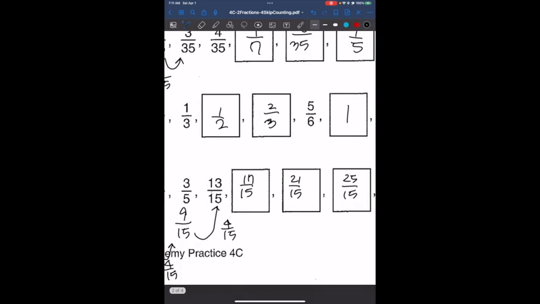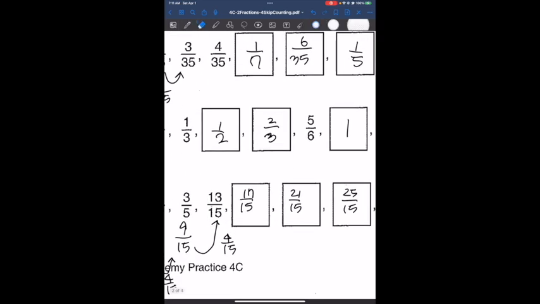And now that we wrote everything down in fraction form, we're going to try to simplify. And so 17 over 15 can be thought of as 15 over 15 plus 2 over 15. So it's going to be 1 and 2 15ths. So that's going to be a mixed number.